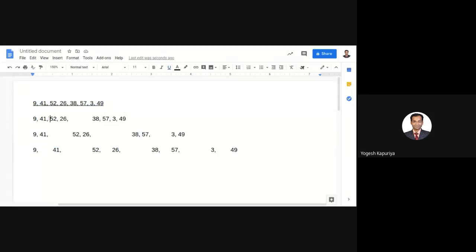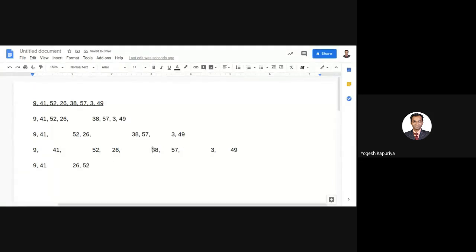So this is how these two splits are generated from this. These two are generated from this. These two are generated from this. So what happens now? You will be merging the results of these two. Obviously, when you are merging, that means you have two elements. One is 9, second is 41. So obviously 9 will come on the left, 41 will come on the right. Similarly, you will be merging these two, 52 and 26. So what happens? 26 comes on the left, 52 goes on the right.